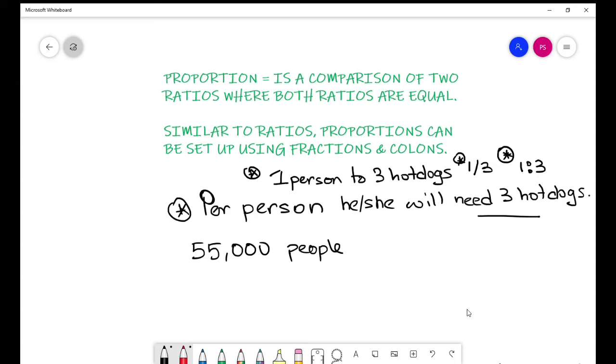The two ratios that we are comparing: the first ratio is 1 to 3, where 1 is the number of people and 3 is the hot dogs. Now, in the second ratio, we know that there are 55,000 people, but we don't know how many hot dogs there should be. Notice that when we're setting up the proportions, we are keeping the order the same in both ratios, meaning the first number is for the people, 55,000 people, 1 person. And then the second quantity is that of the hot dogs.